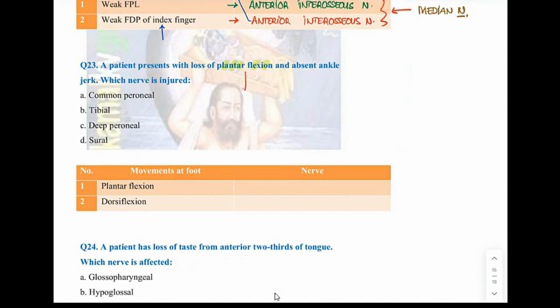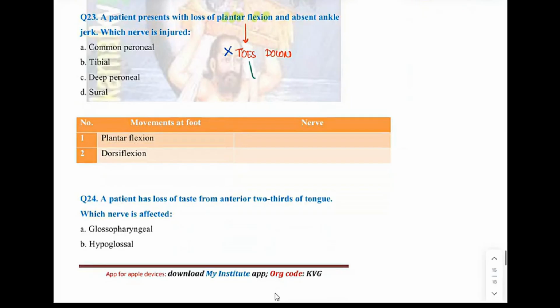Then a patient presents with loss of plantar flexion and absent ankle jerk. Now plantar flexion, it means the patient cannot bring the toes down. Clear? So this movement is not possible, and it means the plantar flexors are paralyzed. In the previous question, we have discussed about the dorsiflexors. So the plantar flexors are supplied by the tibial nerve.